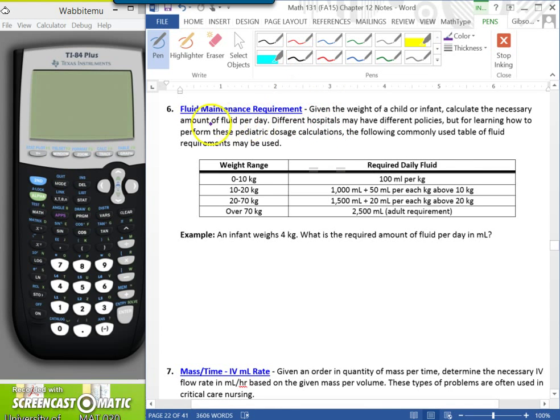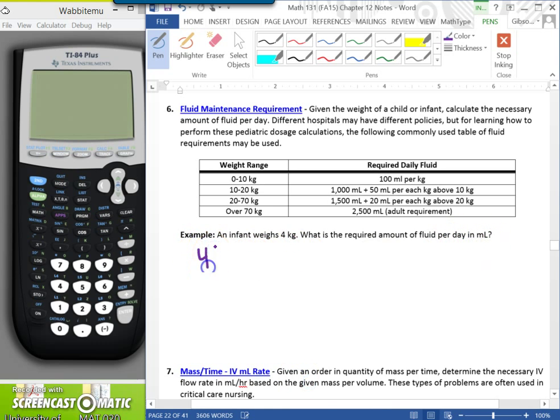Okay, class, picking up where we left off. We finished problem 5. Now we're on problem 6. You can read all of this at your leisure, but we have the example. It says an infant weighs 4 kilograms. What is the required amount of fluid per day in milliliters?